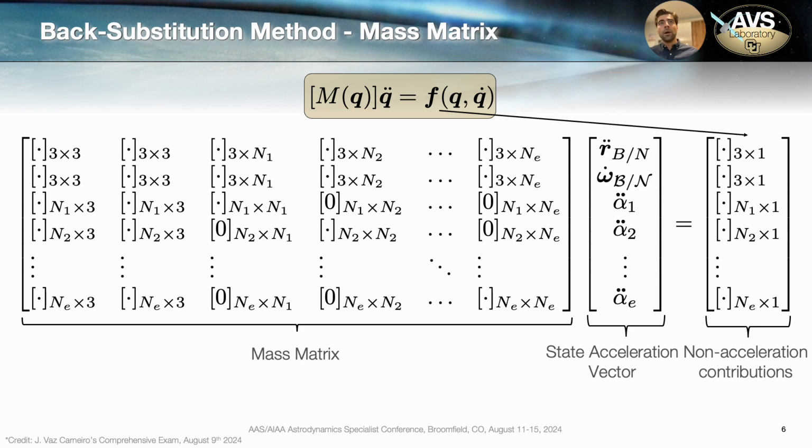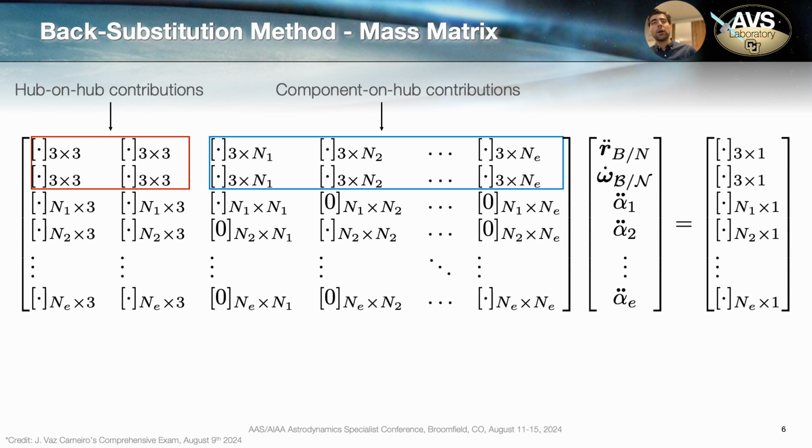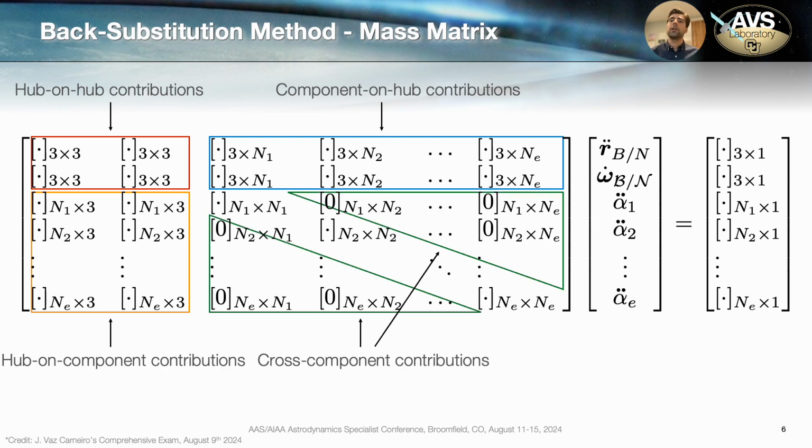And if we're to now think about those as we break out some submatrices of our mass matrix, we have our hub on hub contributions, we have our component on hub contributions. Similarly, vice versa, we have our hub on component contributions, and then in the bottom right hand corner here we can see our cross component contributions and self component contributions.